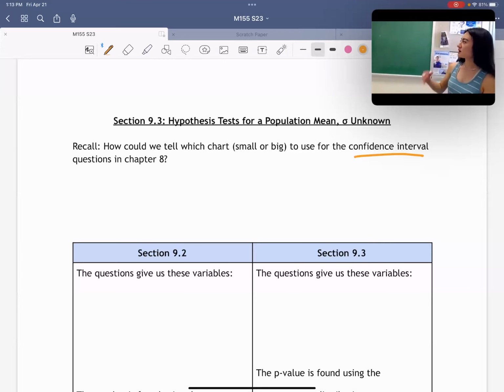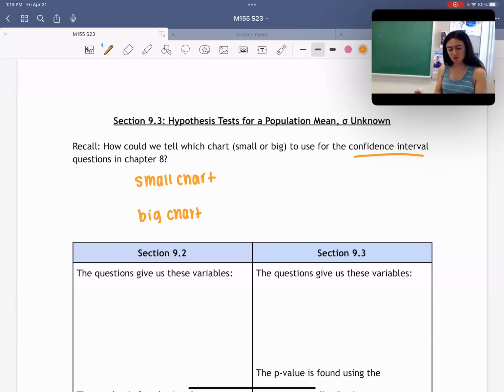Remember, confidence interval questions can be a little bit different depending on if you use the small chart or if you use the big chart, right? Does anyone remember what's the difference between using the small chart and using the big chart? The standard deviation, right? If you're given a question and you're trying to decide which chart to use, you take a look at the standard deviation. And it depends on if you're given the population or the sample one, right?